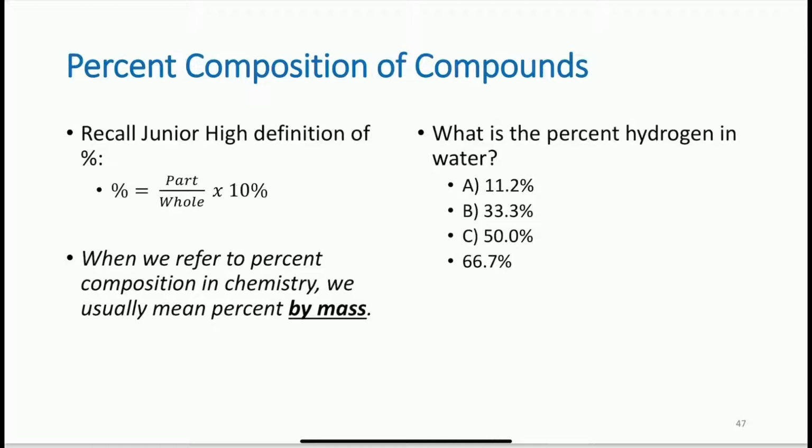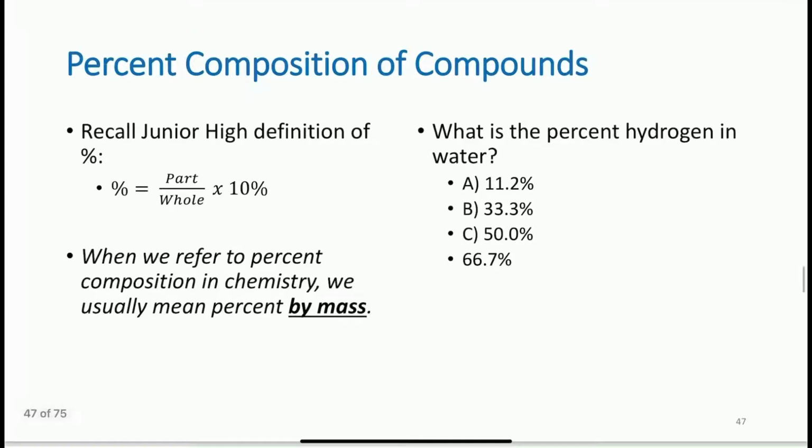There should be a letter D here. I apologize. Every time I fix this, I forget to save the file correctly. But the percent hydrogen in water, is that 11.2%, 33.3%, 50%, or 66.7%? A number of students, when they think about percent composition, would say, well, water is H2O, so I've got 2 hydrogens compared to 3 atoms times 100%.